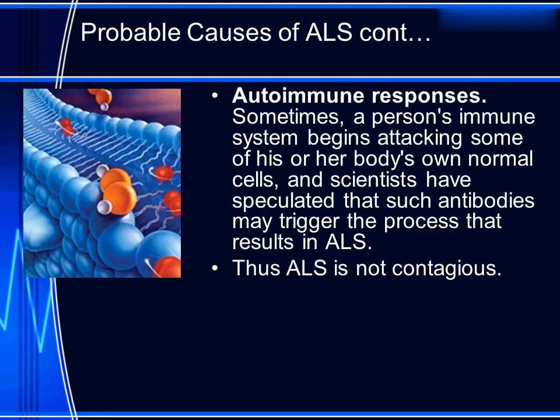Probable causes of ALS. Autoimmune responses. Sometimes, a person's immune system begins attacking some of his or her body's own normal cells, and scientists have speculated that such antibodies may trigger the process that results in ALS. Thus ALS is not contagious.